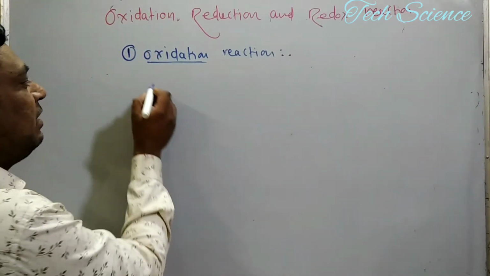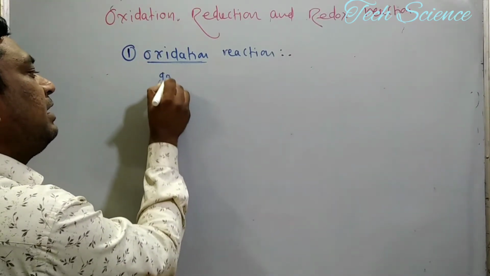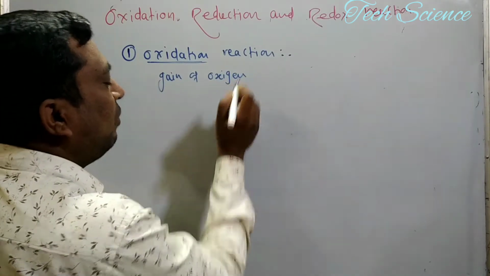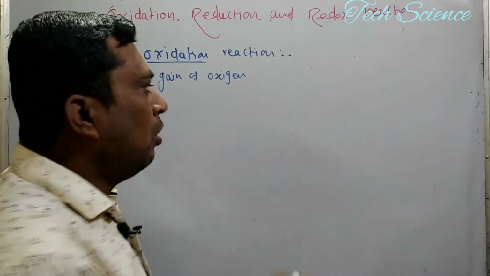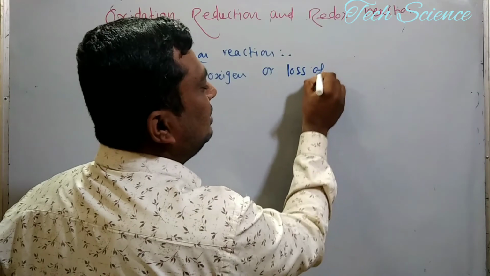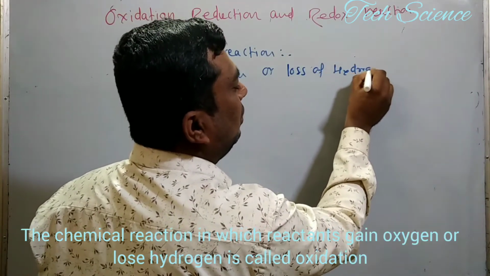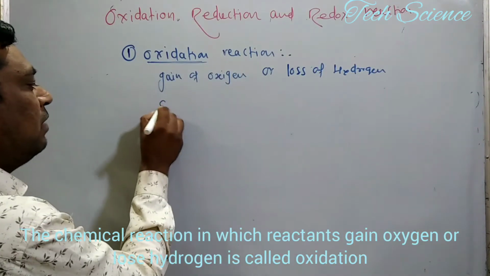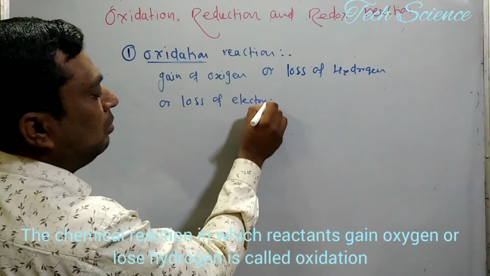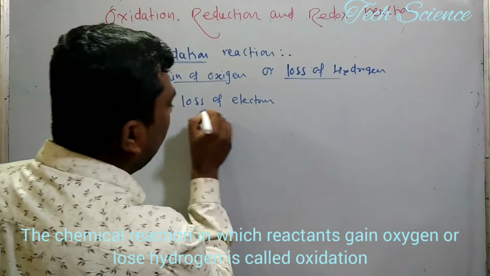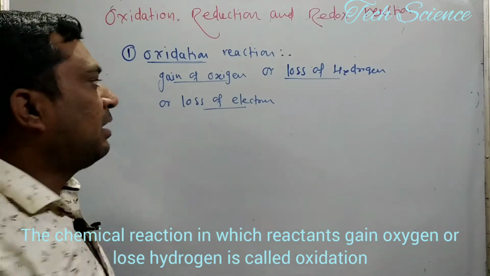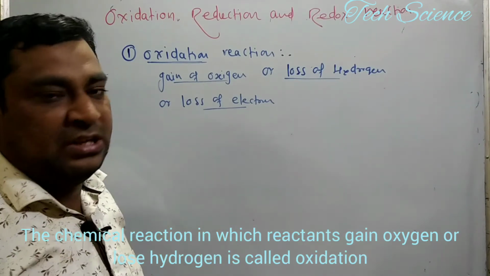For example, in a chemical reaction in which there is a gain of oxygen, or in some kind of chemical reaction there is a loss of hydrogen, or in terms of electrons there is a loss of electrons. In these three cases, if one of the conditions is fulfilled, we can infer that the reaction is called an oxidation reaction.